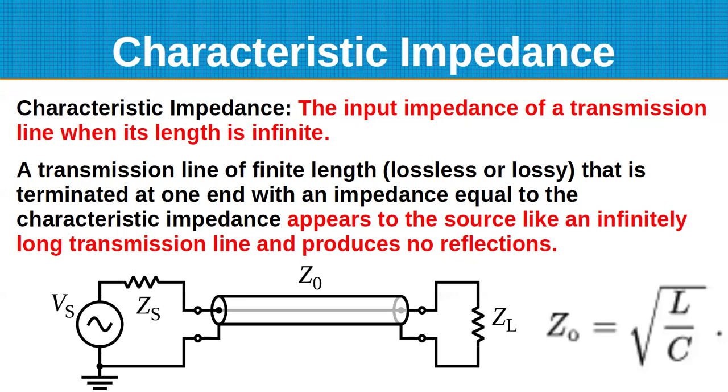So if we take an infinitely long length of whatever that is, and we measure it at one end, whatever impedance we see is going to be what's called the characteristic impedance. It also means that if you were to take a finite length, like a few feet or 100 feet, and you terminated one end in that characteristic impedance, that's also what you would see if you measured the other end.